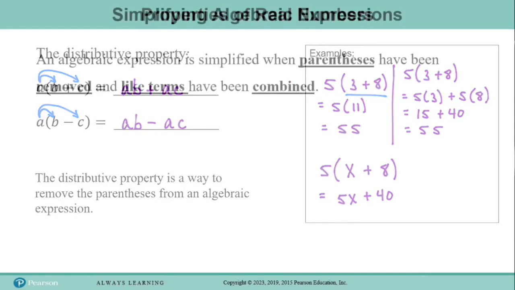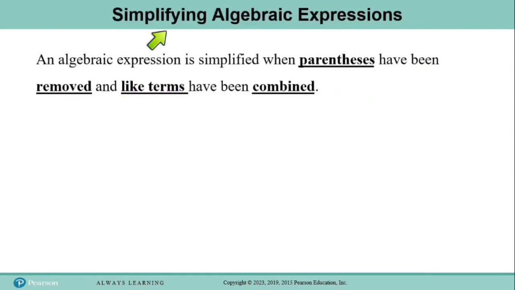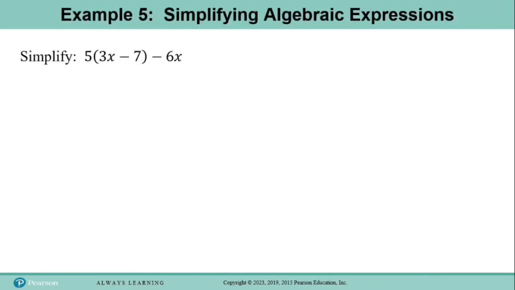So now we're about to get into simplifying algebraic expressions. So it's really important that we all understand what we mean by simplifying. An algebraic expression is simplified when the parentheses have been removed and the like terms have been combined. And when you have more complicated expressions, there might be some other things to do. But for us, an algebraic expression will be simplified when the parentheses have been removed and the like terms have been combined.